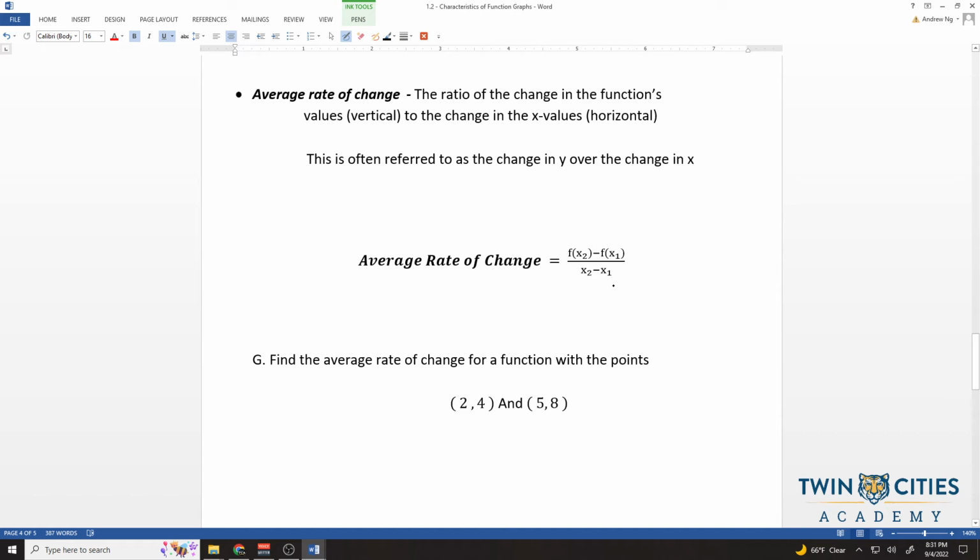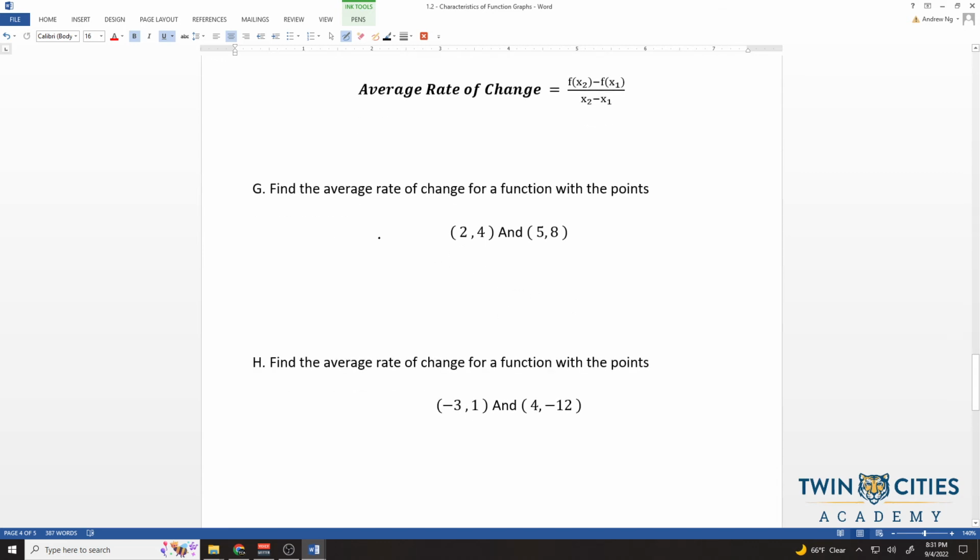Now, what does this mean? This is saying if you have 2 points of your function, then you can find the average rate of change between those 2 points. The first point is going to be x1, y1, or in this case, x1, f of x1, because remember, f of x, just function notation, is the same as y. And then x2, y2, or x2, f of x2, this is going to be your second point.